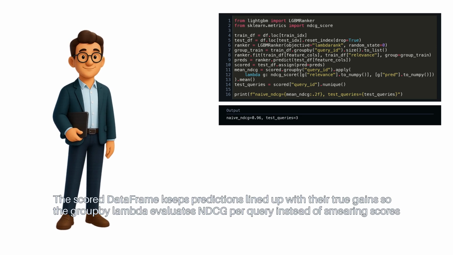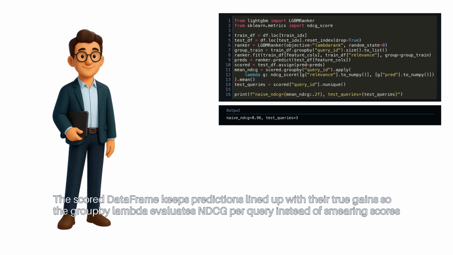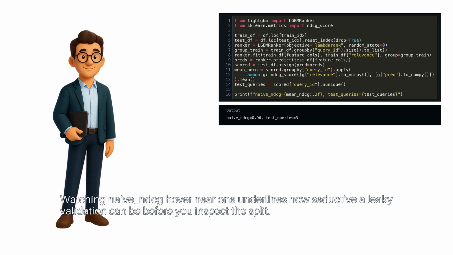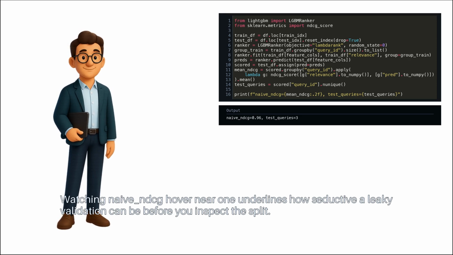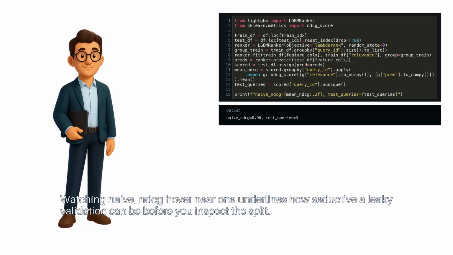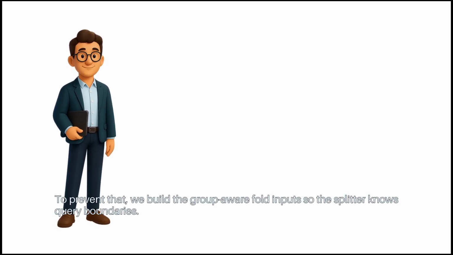The scored data frame keeps predictions lined up with their true gains, so the groupby evaluates NDCG per query instead of smearing scores together. Watching naive NDCG hover near 1 underlines how seductive a leaky validation can be before you inspect the split. To prevent that, we build the group-aware fold inputs so the splitter knows query boundaries.